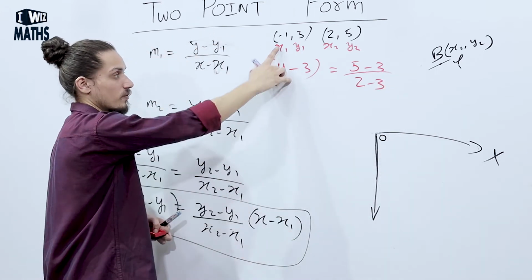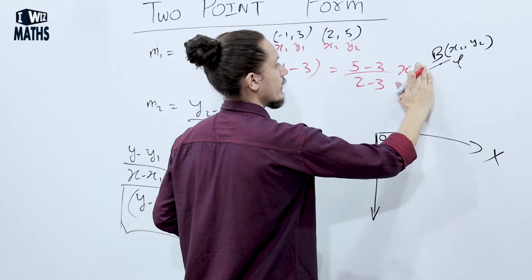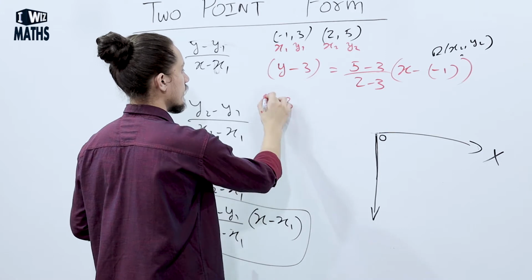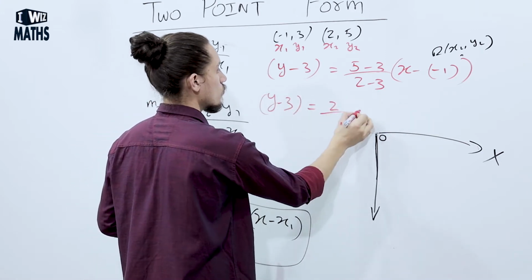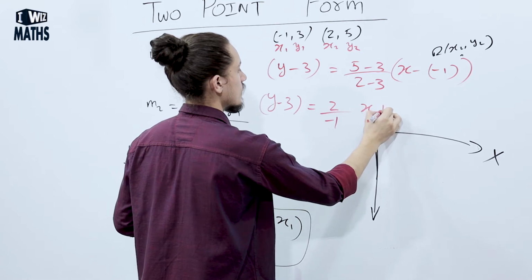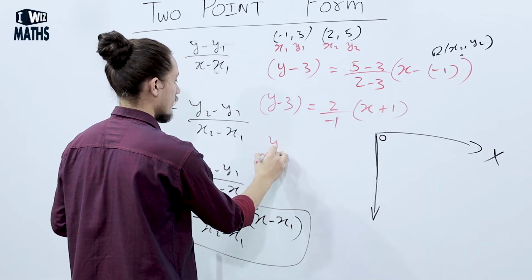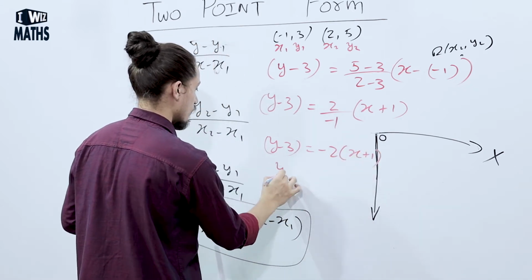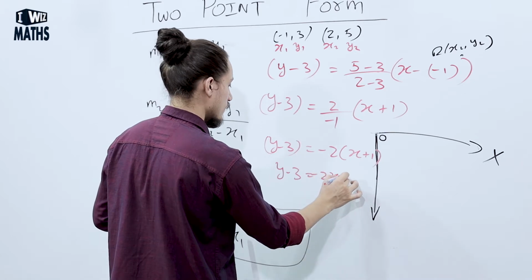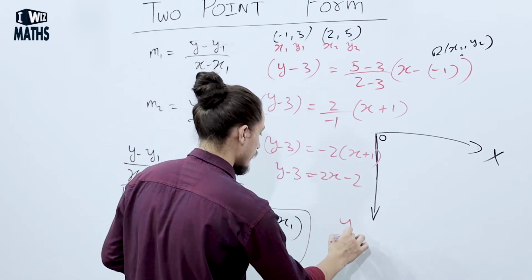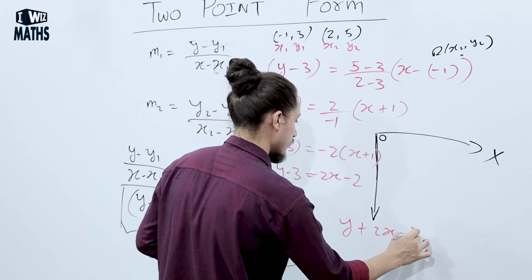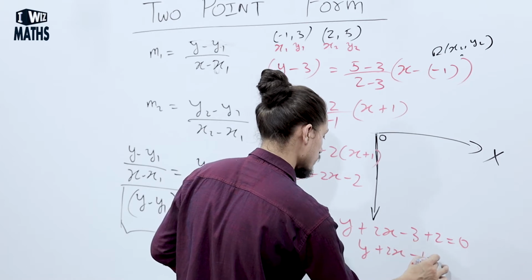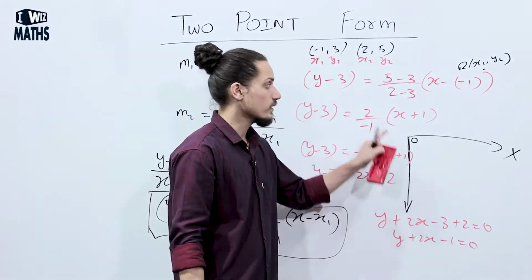x minus x1, x1 हमारे पास -1, so we get x minus of -1, which is equal to y minus 3 is equal to 5 minus 3 is equal to 2, 2 minus 3 is equal to -1, x plus 1, which gives us y minus 3 is equal to -2 into x plus 1, implies y minus 3 is equal to minus 2x minus 2. So we get y plus 2x minus 3 plus 2 is equal to 0, or y plus 2x minus 1 is equal to 0, which is the equation of line in 2-point form.